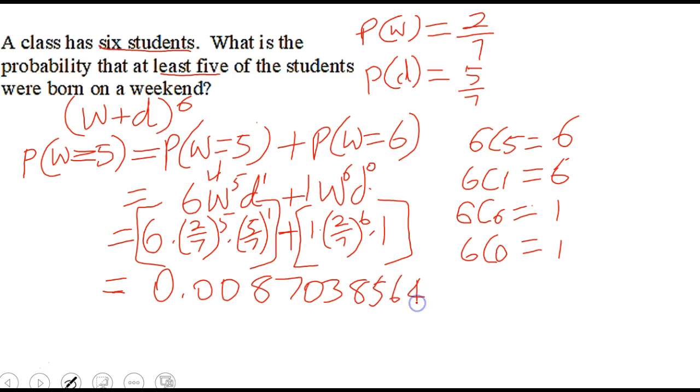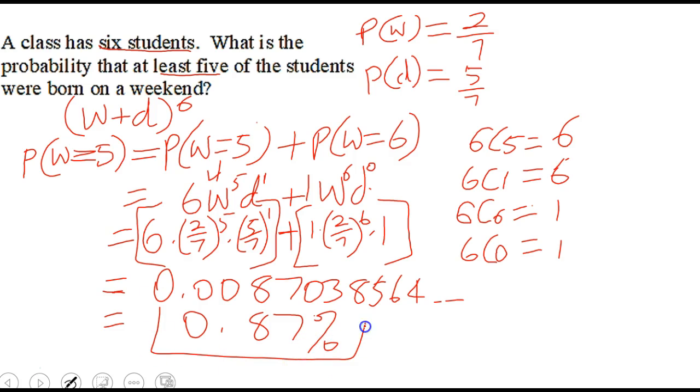0.008703856, and so forth. So if you multiply by 100, you're going to get 0.870. Well, we'll round to 3 decimal places. So that's the percent. So it will be a 0.87% chance of 5 out of 6 or 6 out of 6 being born on a weekend.